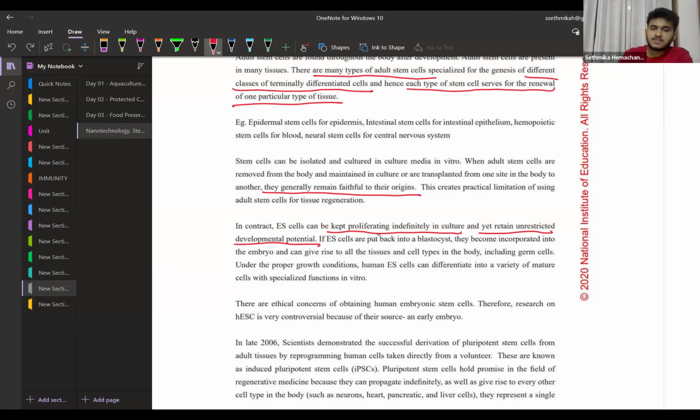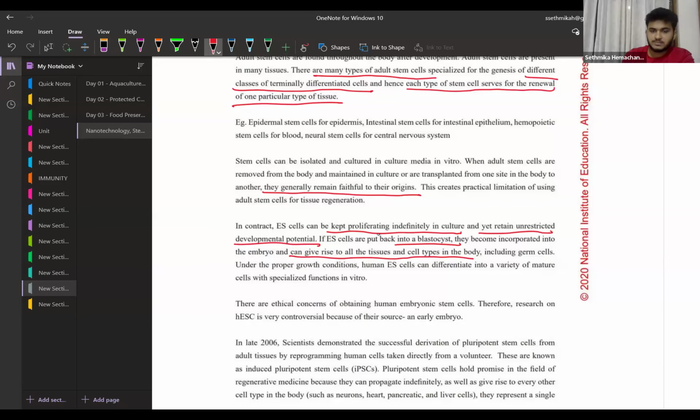If embryonic stem cells are put back into the blastocyst, they become incorporated into the embryo and can give rise to all the tissues and the cell types in the body. So basically, if you put them back into the blastocyst, they will give rise to a complete organism.